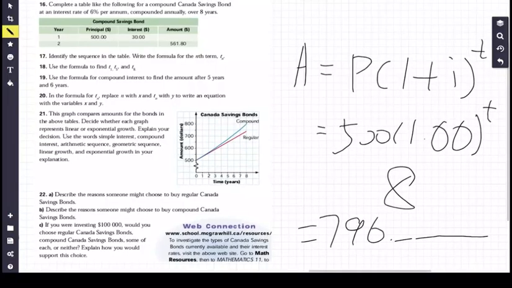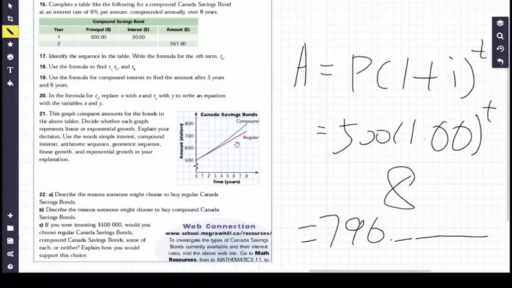Pretty good. So now this graph compares the amount of money in the above tables. Decide which graph represents linear or exponential growth. So clearly compound represents exponential growth because we're growing a little more every single year. And you know that regular is linear. So if compound starts bending away from a linear graph, you know it's most definitely not linear.